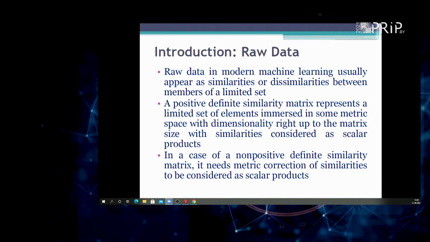So, raw data in machine learning models usually appear as similarities or dissimilarities. A positive definite similarity matrix represents a limited set of elements immersed in some metric space, usually Euclidean space. And usually the matrix of similarities is considered as scalar products. In the case of a non-positive definite similarity matrix, it needs metric correction to be considered as scalar products.